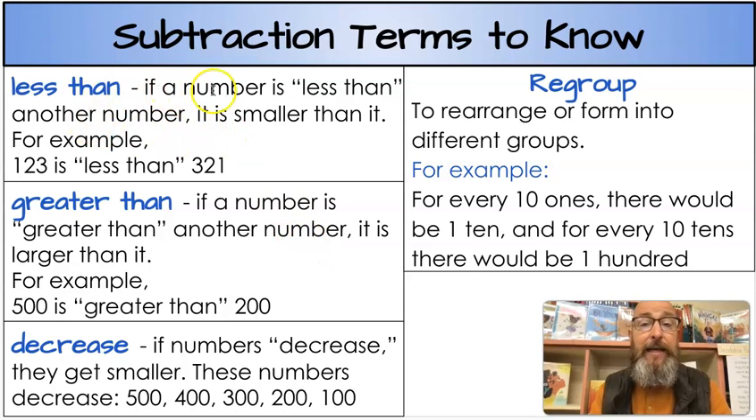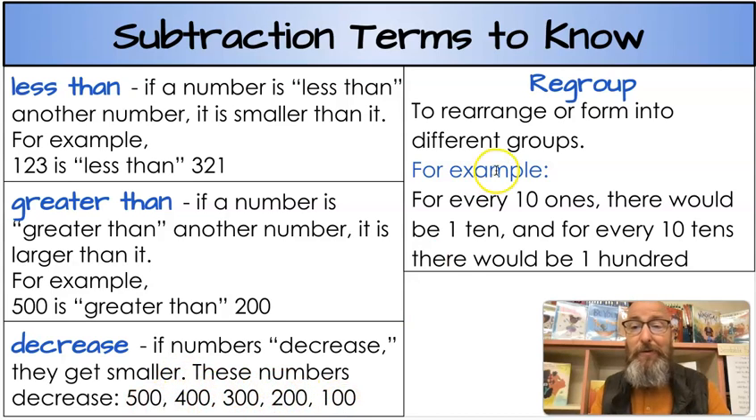Less than. If a number is less than another number, it's smaller than that number. For example, 123 is less than 321. Greater than. Read it with me. If a number is greater than another number, it is larger than it. For example, 500 is greater than 200. Decrease. Read it with me. If numbers decrease, they get smaller. These numbers decrease: 500, 400, 300, 200, 100.